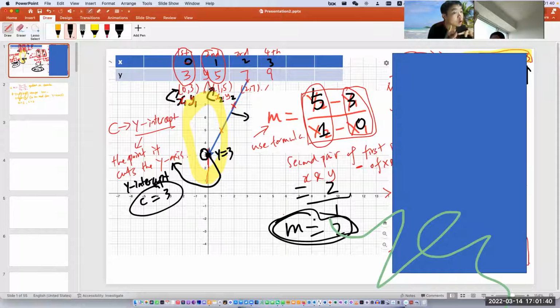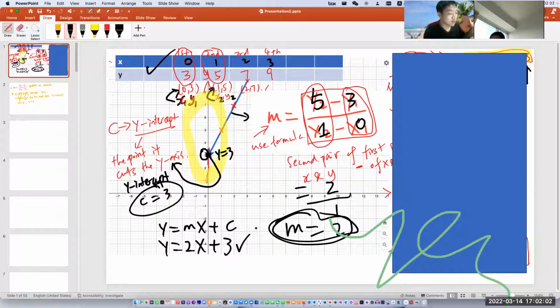Okay? And I'm not using the equation. I'm using the table plus the graph to find out both my M and C. So I have M and C. Good. So y is equal to mx plus c. My M is 2, my C is 3. Yes, I get the equation. I don't need you to tell me the equation. Based on the table, based on the graph, I can find the equation.